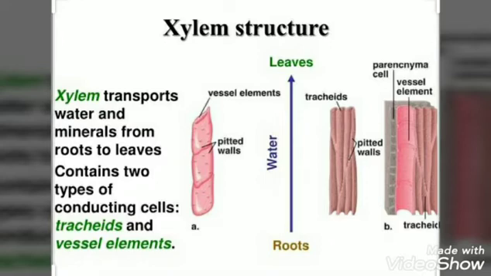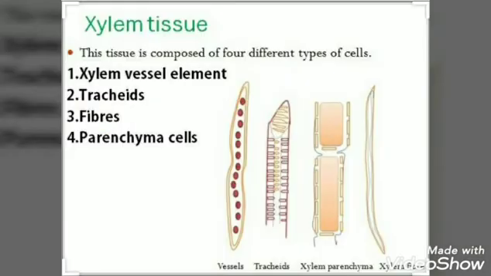Moving further, the next type of xylem cells are vessels. These are also very long tube-like structures formed by end-to-end union of cells. They are also dead cells and their main function is conduction of water and to provide mechanical strength to the plants.